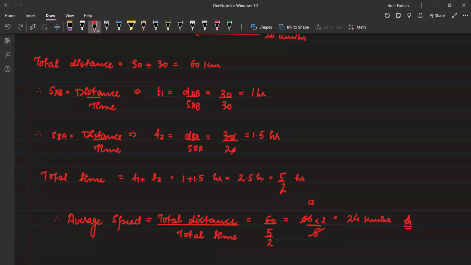Okay, Samia, your answer was correct. I think Saad, you have made one mistake while solving the question. Yes, sir. So that's why you got 4 kilometer per hour. Yeah, I made a mistake, because average speed cannot be less than the actual speed. It will always be greater.